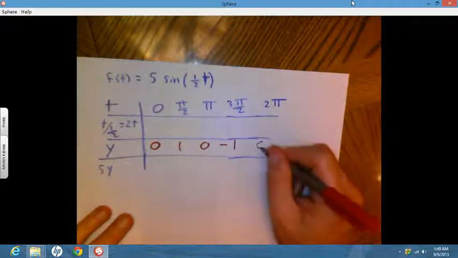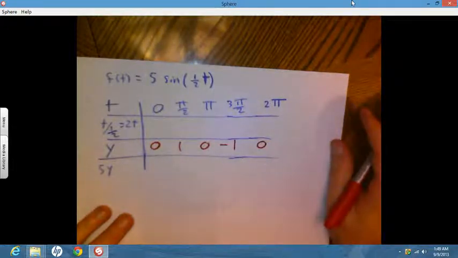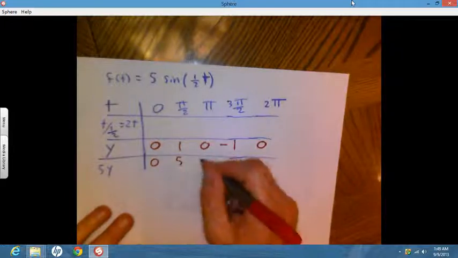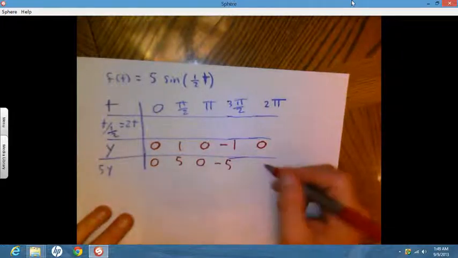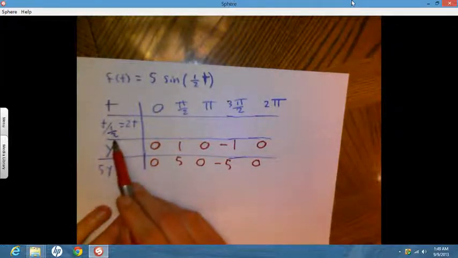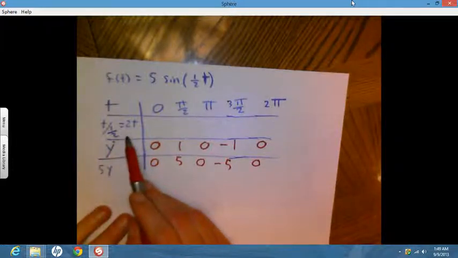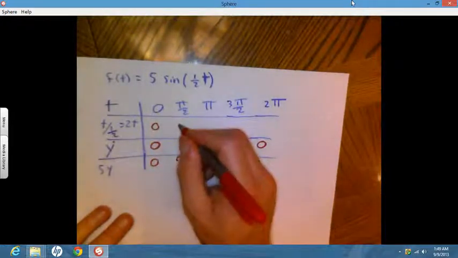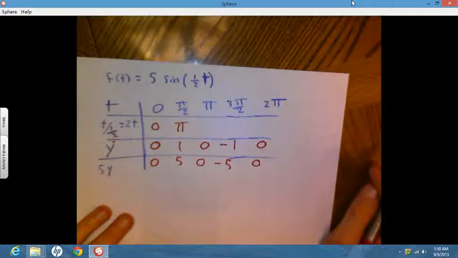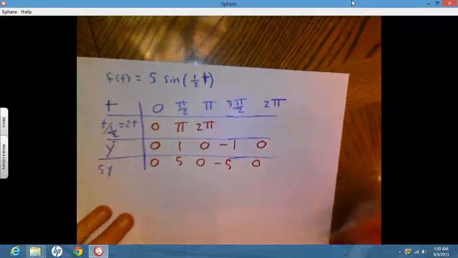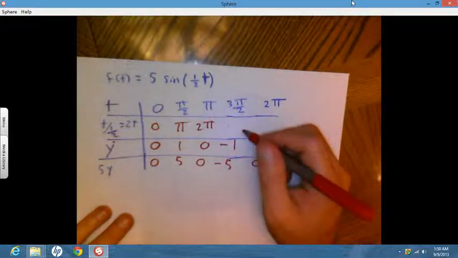This is still 0. And dividing by 1/2, because my b is 1/2, I am multiplying everything by 2. Dividing by half is multiplying by 2, so this is 0. This is going to be pi. See how this is stretching out now? This is going to be 2 pi. If I multiply by 2, this is going to be 3 pi. And this is going to be 4 pi. So now what happens is I've actually stretched out the period.